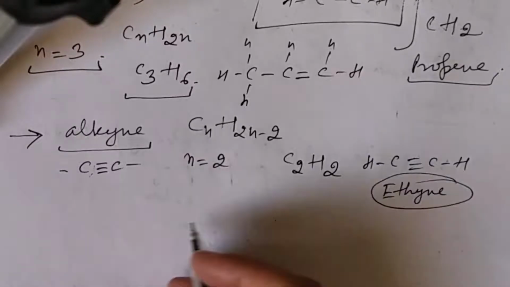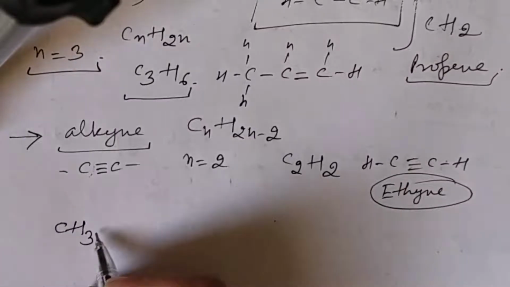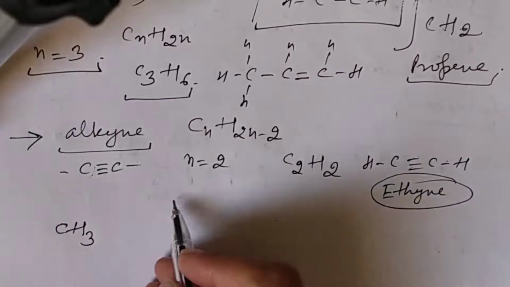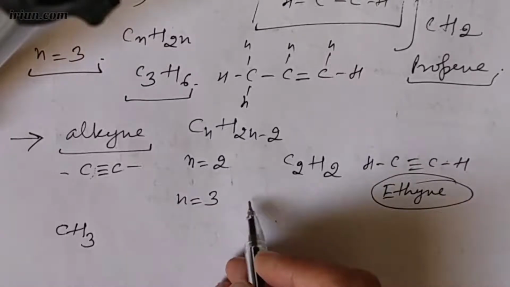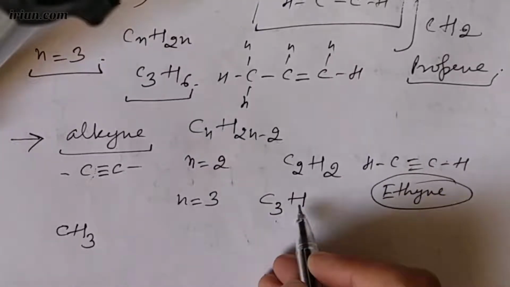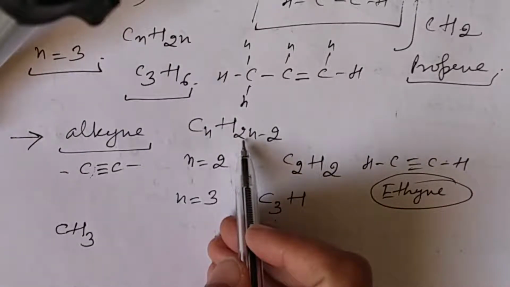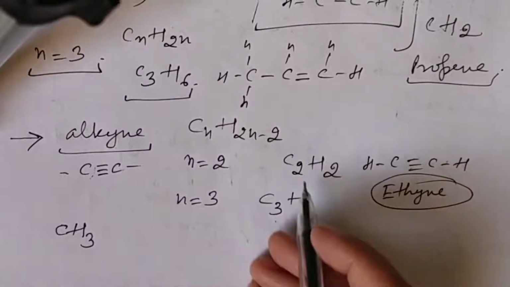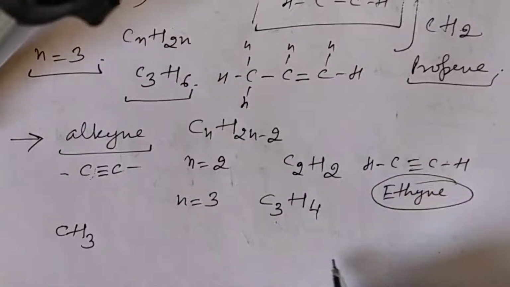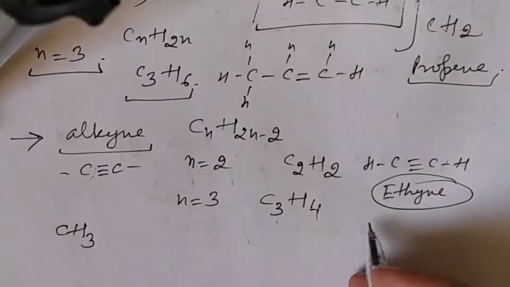The next structure we are going to discuss is the next one. See, if you take n value equal to 3, then the molecular formula will be C3H. The value of H will be 2 into 3, 6, minus 2, 4. Okay, C3H4. How will you draw the structure? How can you draw the structure? Okay, let us try to draw the structure.